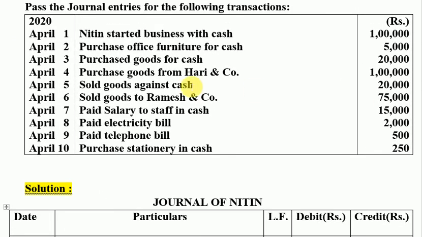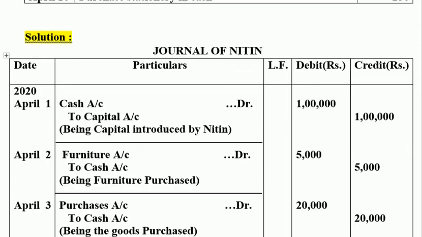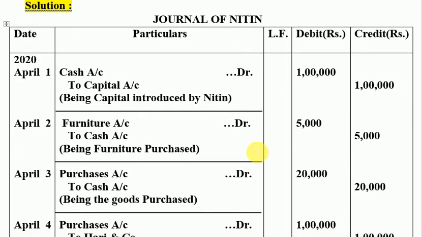Now comes the next one, that is purchase office furniture for cash worth rupees 5,000. So we have purchased the office furniture. What is coming into our business is furniture, and what is going out from our business is cash. Got it? So the furniture account will be debited and cash account will be credited. So the journal entry is furniture account debit to cash account worth rupees 5,000, being furniture purchased.